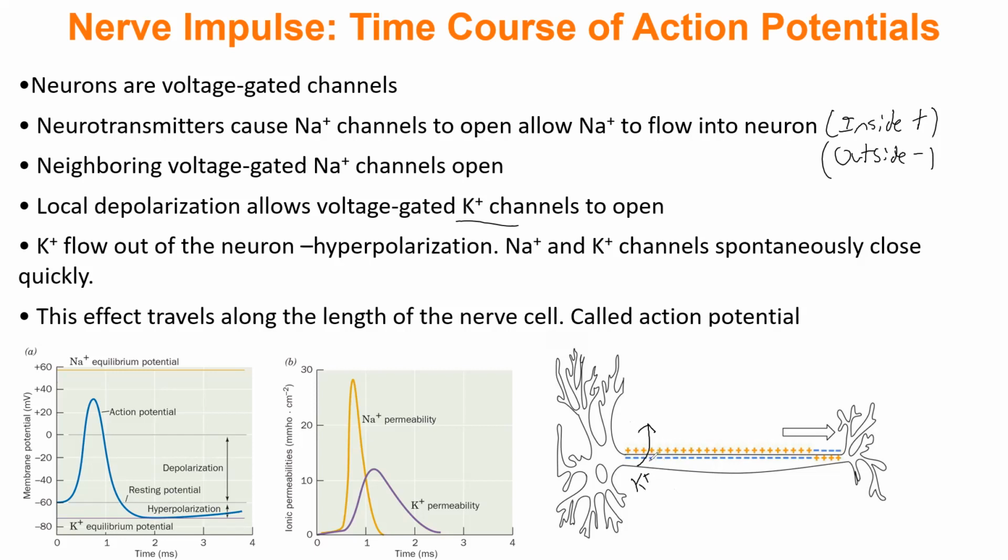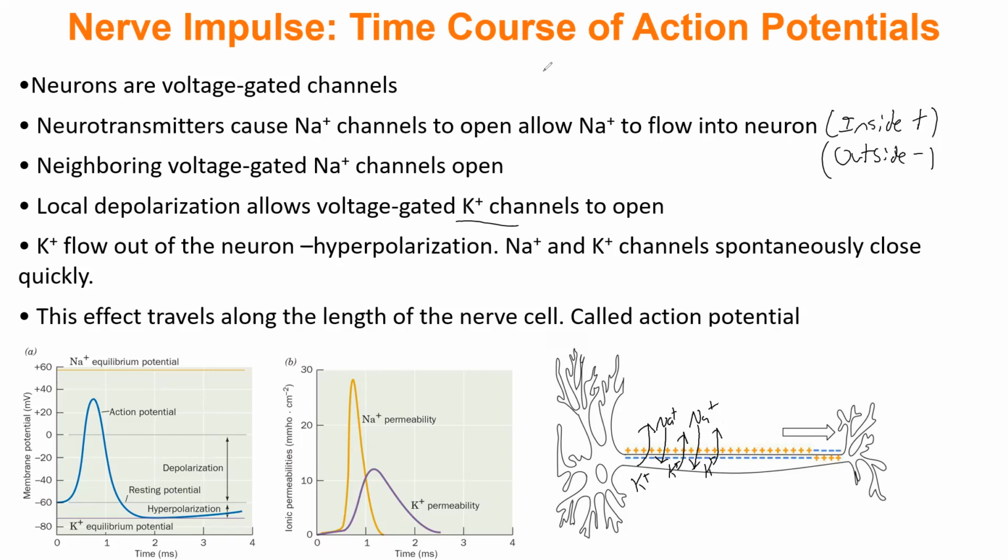And this causes another sodium channel to open up right next to your potassium channel. So sodium flows in. This causes your potassium channel to open up. So potassium flows out. This causes another sodium channel to open up. And it just repeats over and over and over again in your neuron. And this is how we propagate a signal.